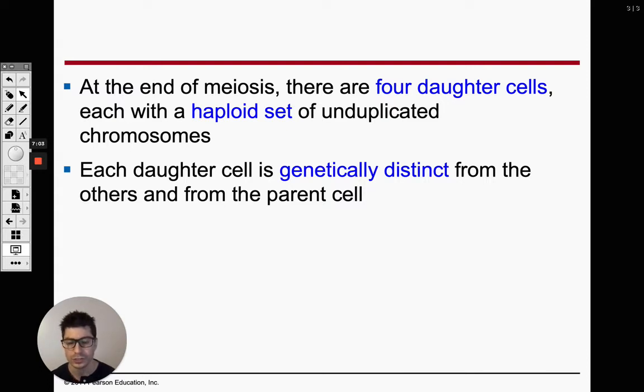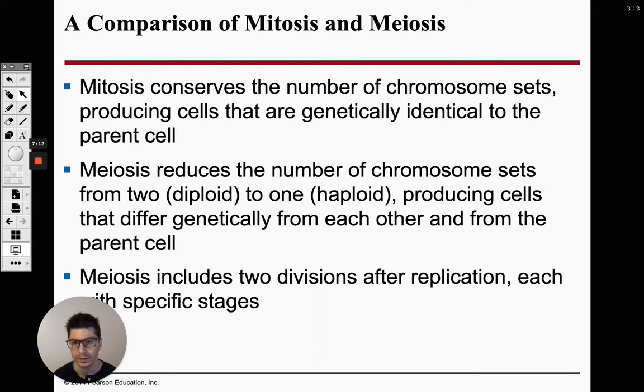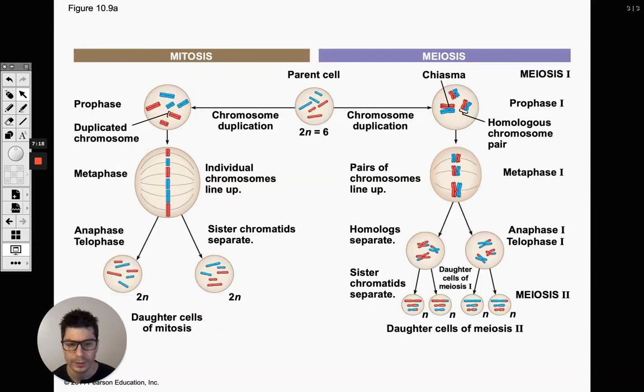Those cells are still going to be haploid just like they were at the end of meiosis number 1, and they're all genetically diverse. None of them are going to be the same, all right? Okay. I think we're good here. We went over all that.